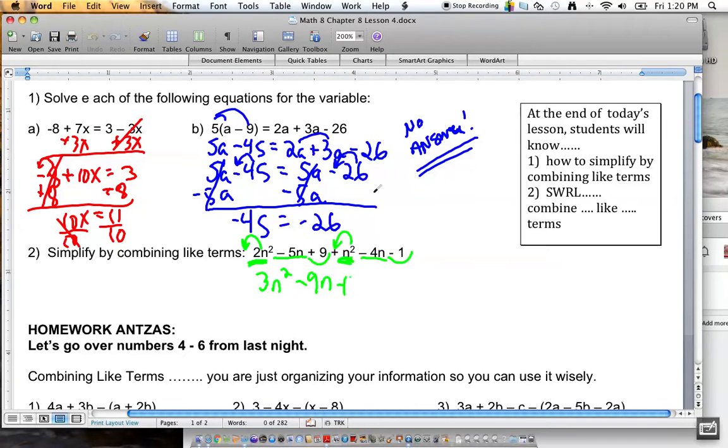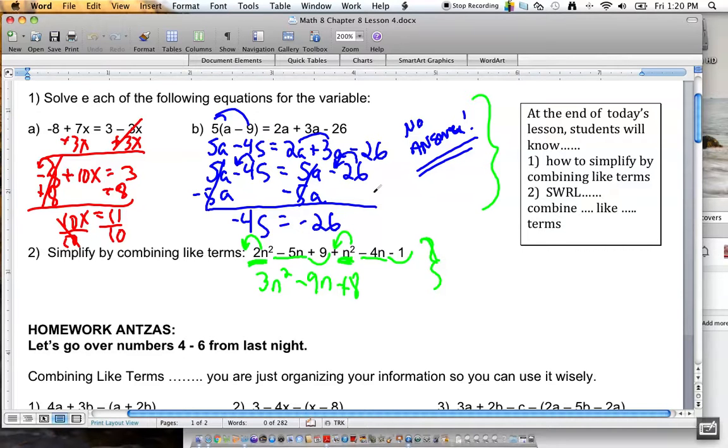Positive 8, good. So my answer is this trinomial, try because there's 3 parts, 3n squared minus 9n plus 8. These skills, the equations, that's reviewed from earlier in the year. This we touched on a little earlier in the year, but we hit it hard the week before vacation. And we will hit it hard for the next 2 weeks as well, maybe even the next 3 weeks. This is a phenomenally important skill for next year at the high school.